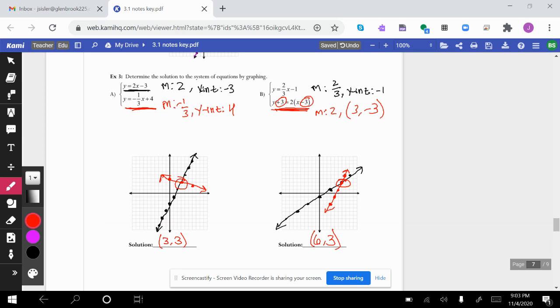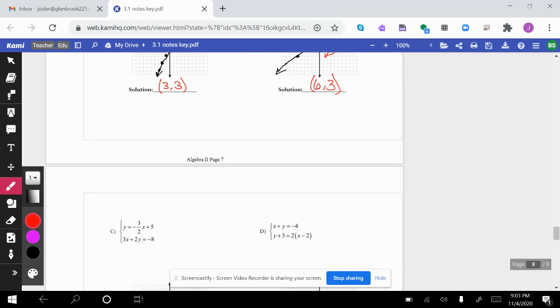Okay, so it's a couple of steps. You're graphing a couple of lines, which you know how to do already. You're doing that using slope intercept form or point slope form, which again you know how to do already. And then you are seeing where the two lines intersect, where they meet, and that's your solution.